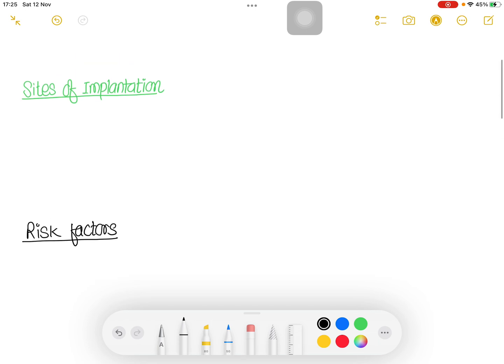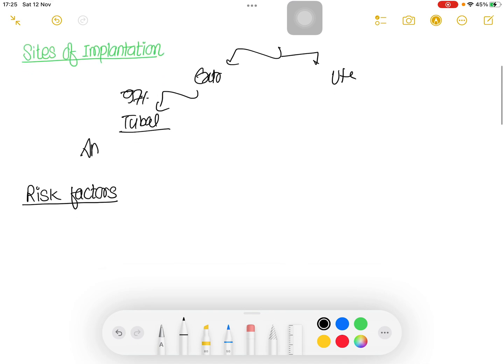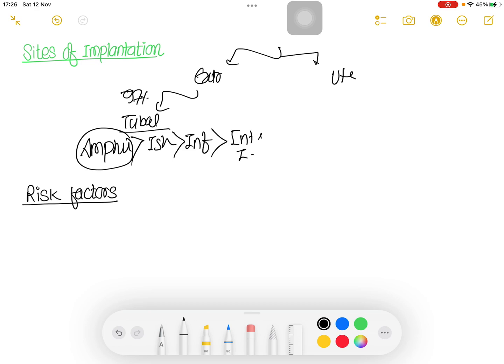For the site of implantation, there are extrauterine and uterine sites. For the extrauterine, the most common, about 97% of the cases, is tubal ectopic, and in the tubal also: ampulla, isthmus, infundibulum, and interstitium or intramural. The ampulla has more chances, then isthmus, infundibulum, and the intramural. Other places are the ovary and abdomen. For the uterine site, there are the surgical scar, cervical site, and the cornu.